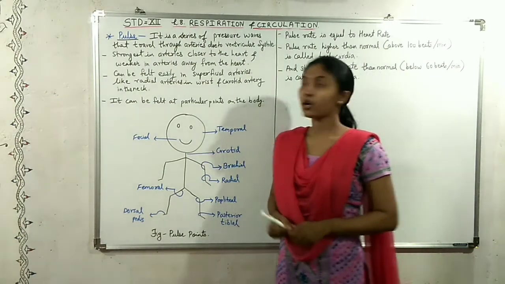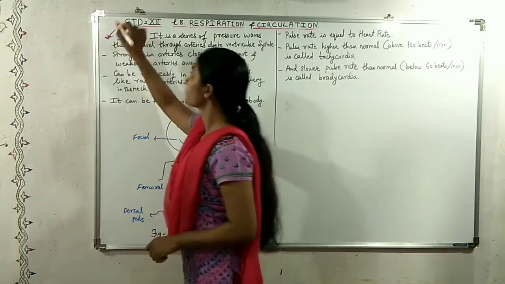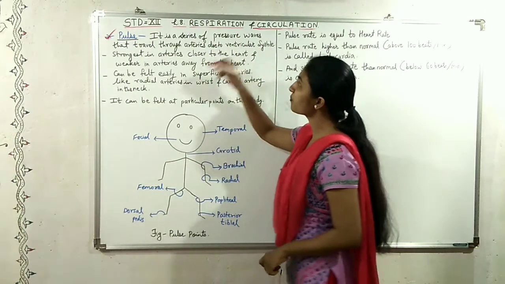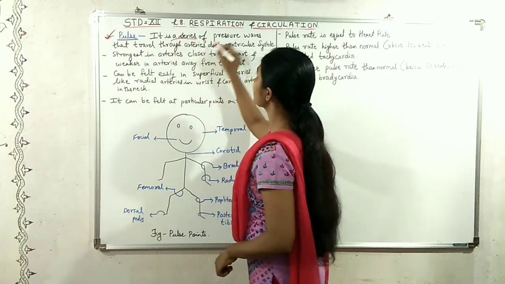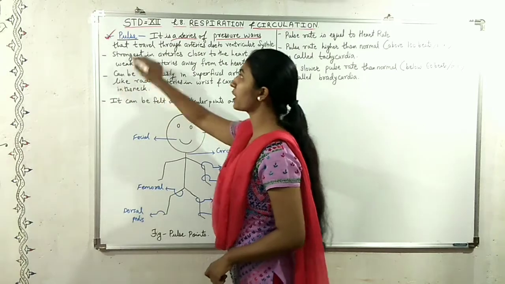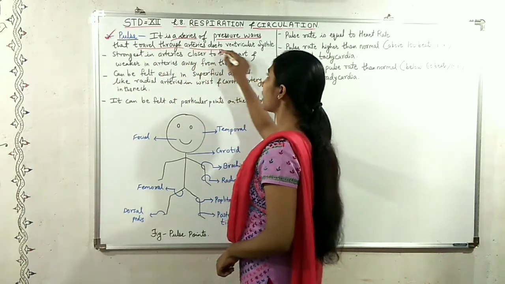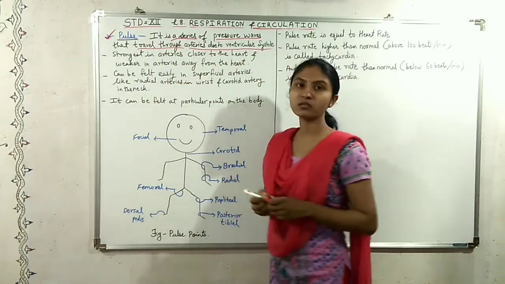Now we will talk about the pulse. It is a series of pressure waves. Now this pulse is a series of pressure waves that travel through the arteries due to the ventricular systole.